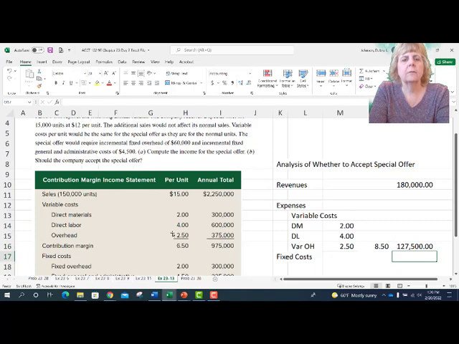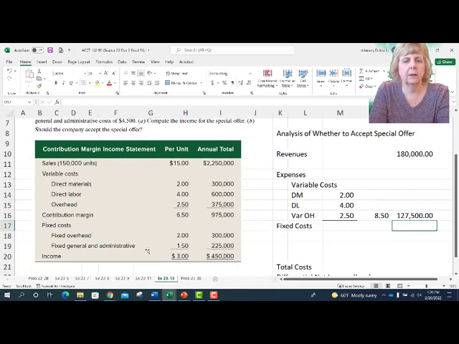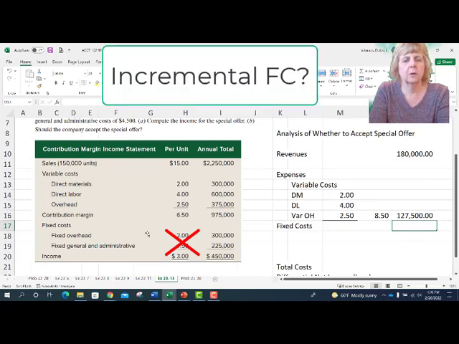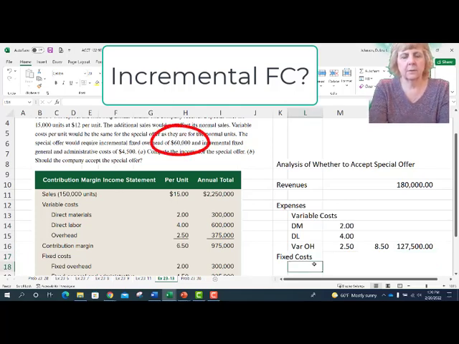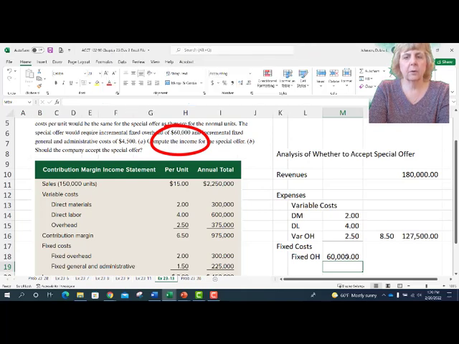Now let's take a look at our fixed costs. We're going to have to read carefully because typically fixed costs are fixed over the long term unless the author tells you about any special incremental fixed costs. So going back here, it says the special offer would require incremental fixed overhead of 60,000. So I will put fixed overhead. That would be incremental. That means if we accept this offer, those fixed costs would go up by 60,000. And if we didn't accept the offer, we wouldn't incur those fixed costs.